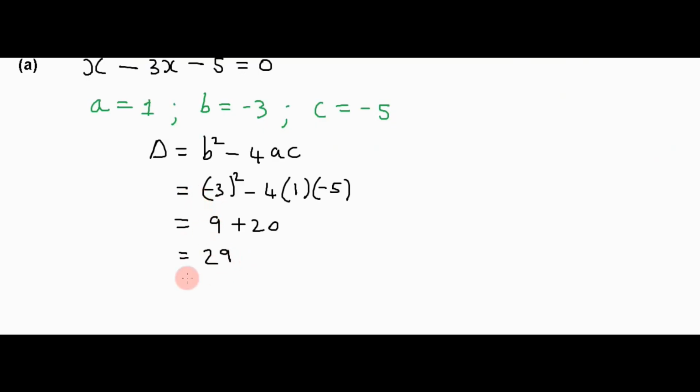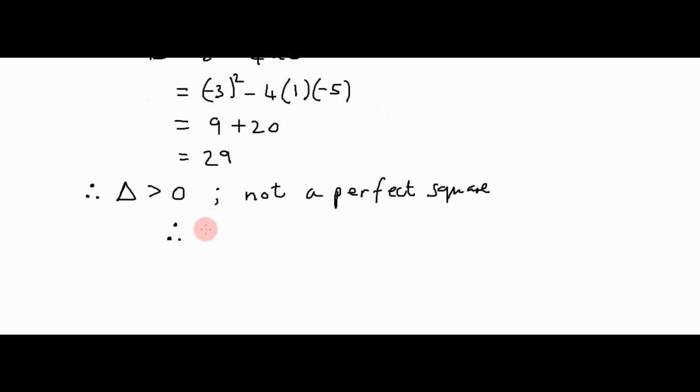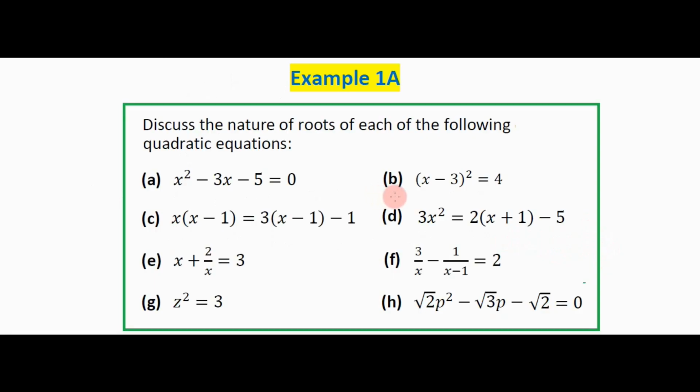So from this we can see that delta is greater than 0, but not a perfect square. And hence the roots are real. They are irrational. And since delta is not equal to 0, they are also unequal. Let's look at B.